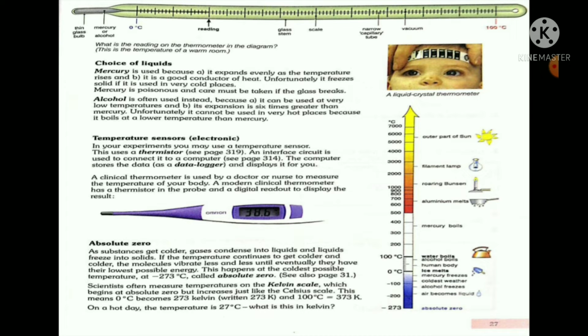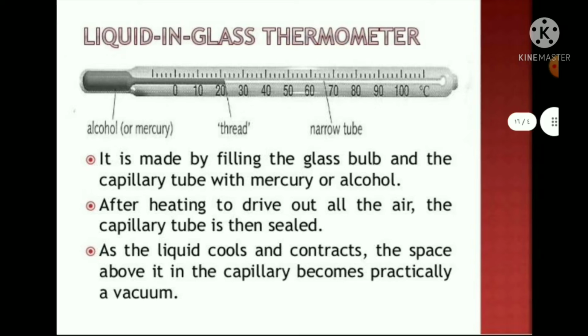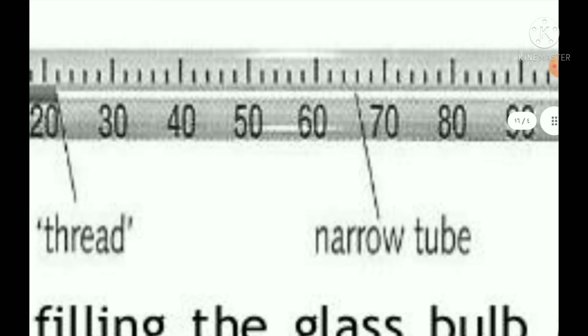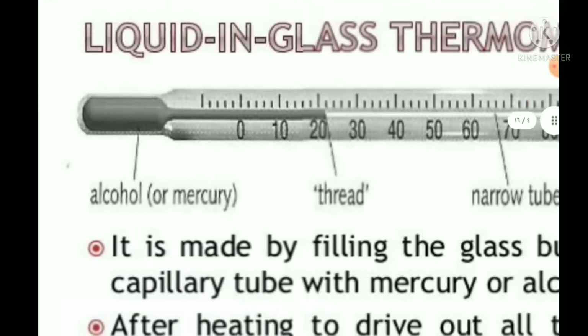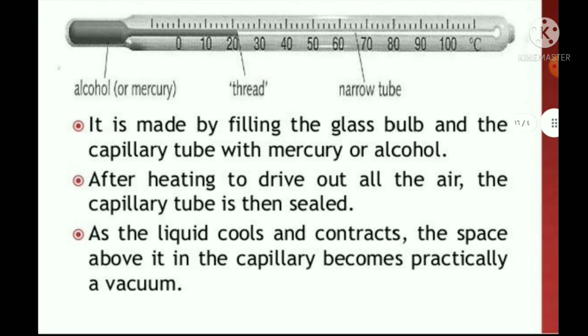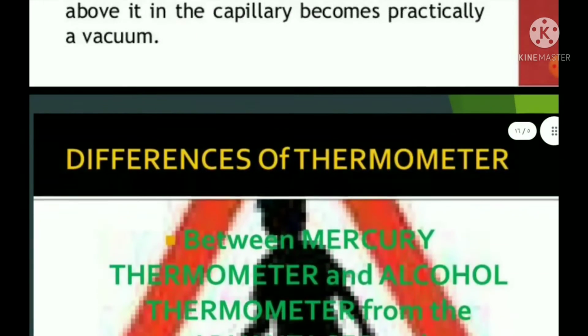Okay, and the second you will read it. Liquid in glass thermometer, alcohol or mercury is here. You can see the arrow and the thread here. I hope you understand what I'm saying. It is made by filling the glass bulb and the capillary tube with mercury or alcohol. After heating to drive out the air, the capillary tube is then sealed. As the liquid cools and contracts, the space above the capillary becomes partially vacuum.